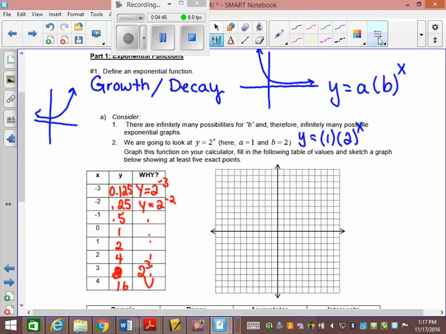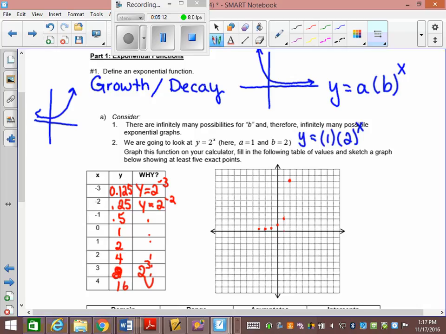If I plot these, I'm going to get -3 and 0.125, so very close to the x-axis, but not exactly on it. And then -2 and 1/4. And then -1 and 0.5. 0 and 1, 2 and 4, 3 and 8, and the rest don't fit.